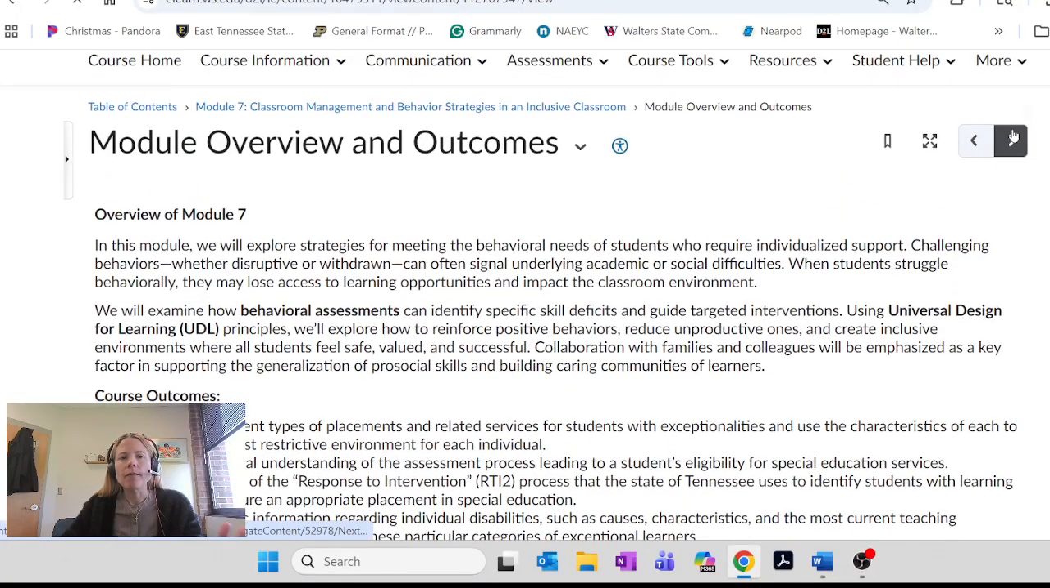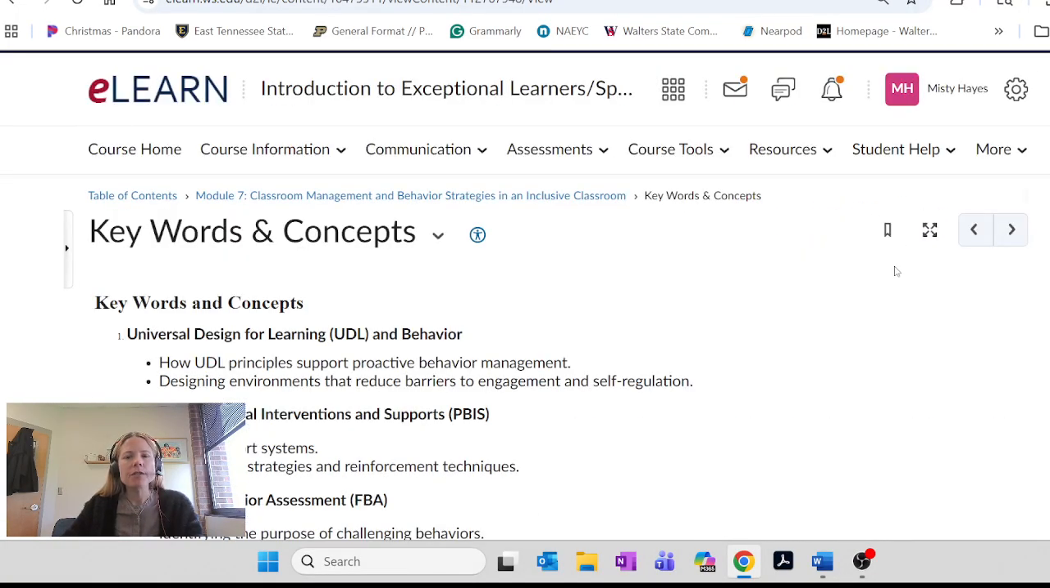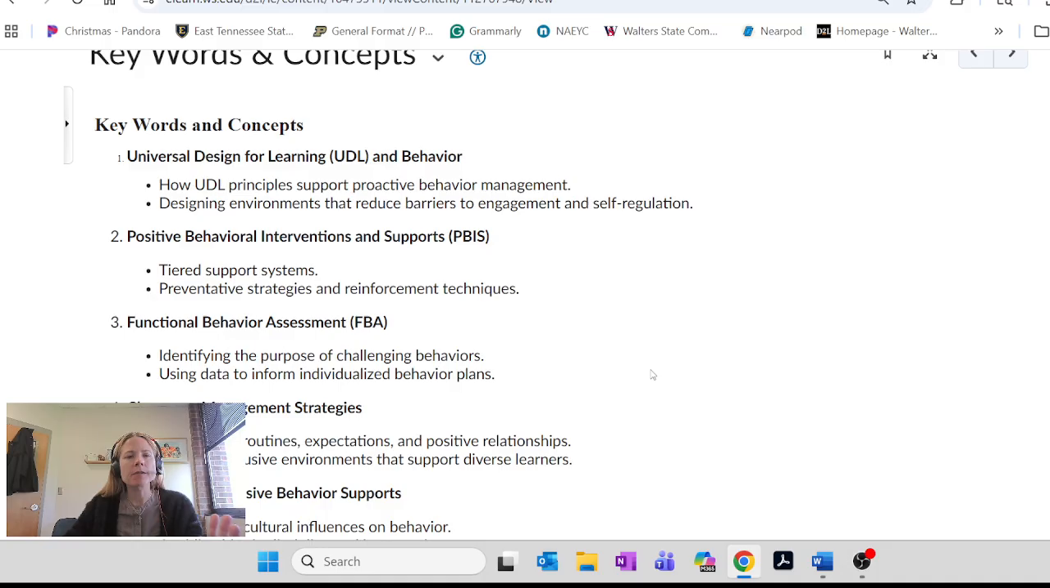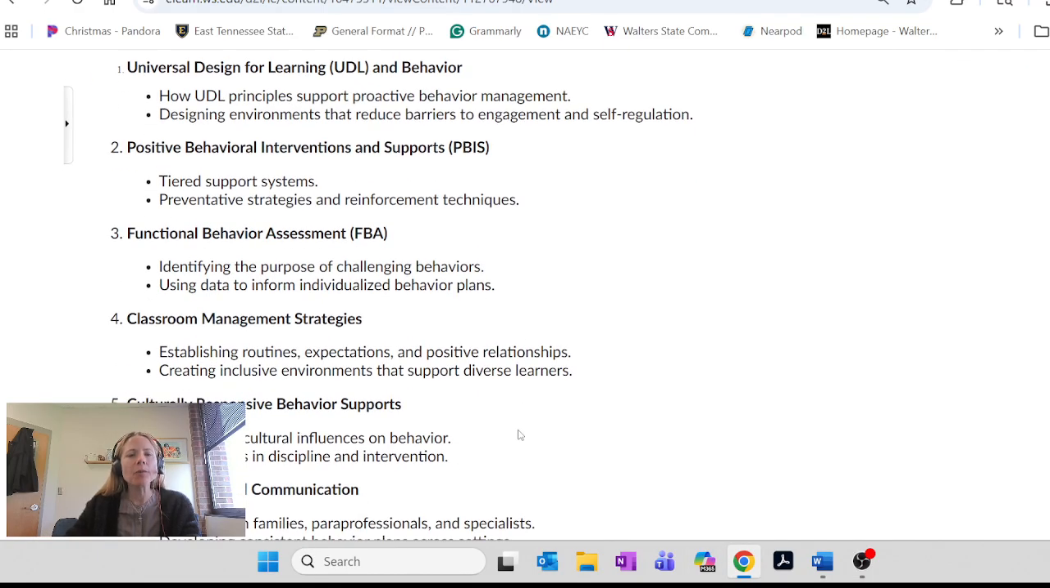So, I always give you standards. We'll get to that in a minute. I first want you to look at the keywords and concepts. These are very important. This helps guide your reading. It's kind of like your map of where we're going with this chapter, right? So we are obviously looking at universal design for learning and behavior, right? So how do those principles support behavior management? How do we create those environments to reduce those barriers?